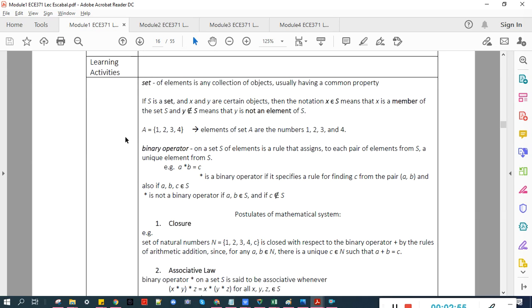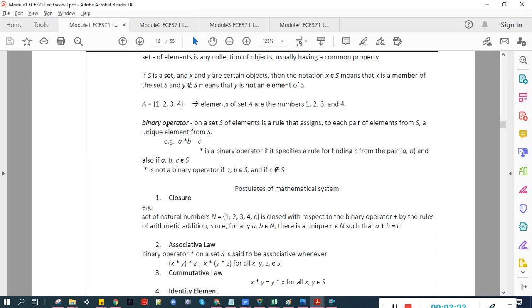A = {1, 2, 3, 4}. This is a brace. If we read it mathematically, A is equal to the set containing the elements 1, 2, 3 and 4. Elements of set A are the numbers 1, 2, 3 and 4.